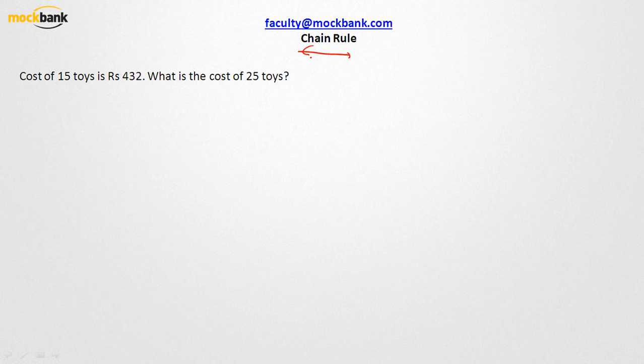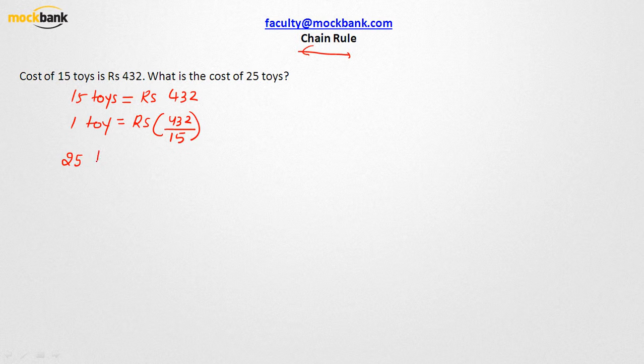Say the cost of 15 toys is given to you as 432 rupees. So what should be the cost of 25 toys? Now if you have to solve this problem, what do you do? If the cost of 15 toys is 432 rupees, what is the cost of one toy? The cost of one toy for sure will be 432 over 15, isn't it?